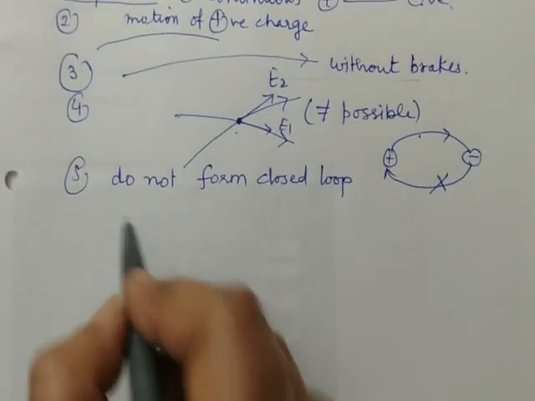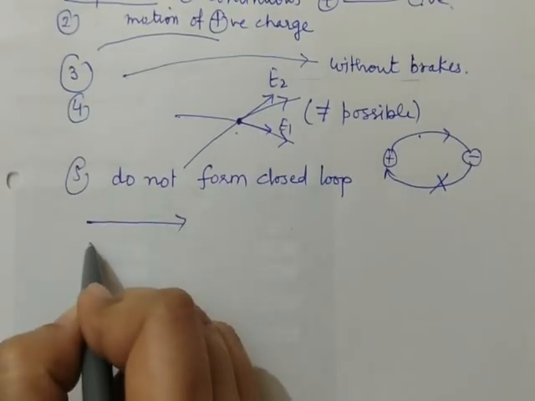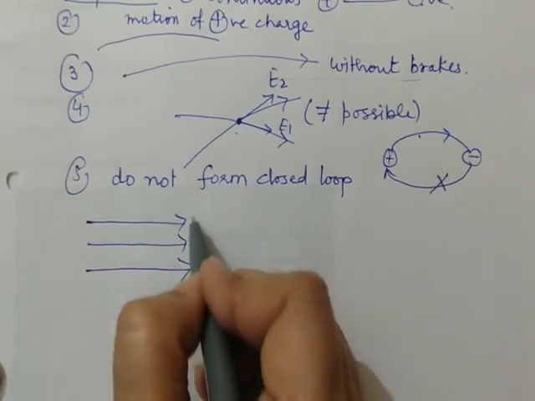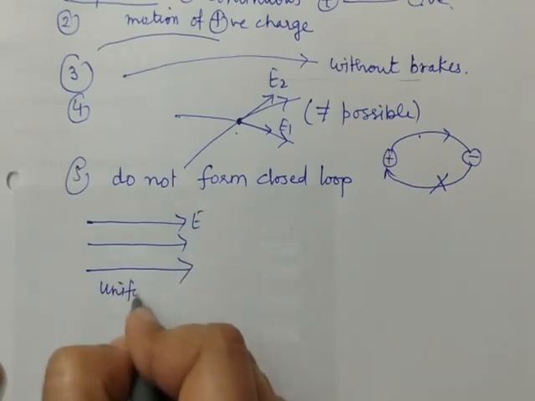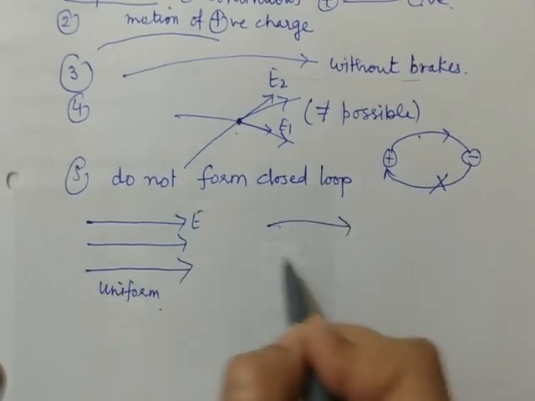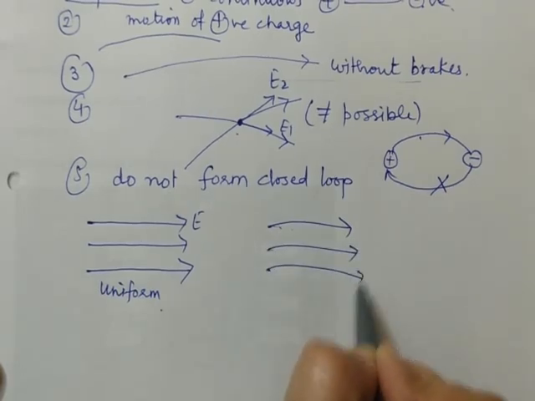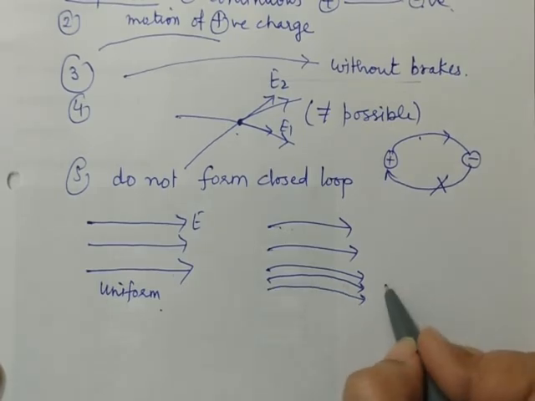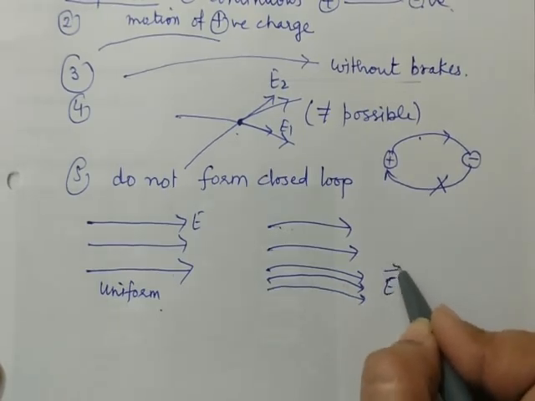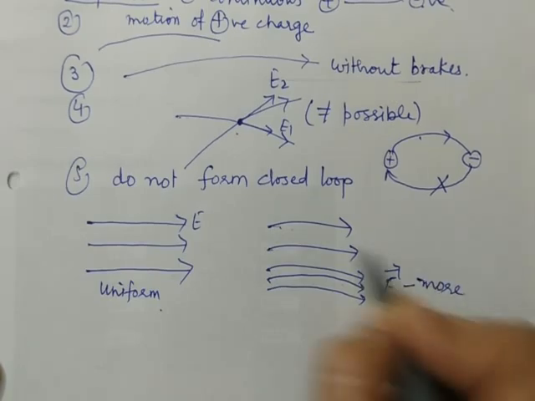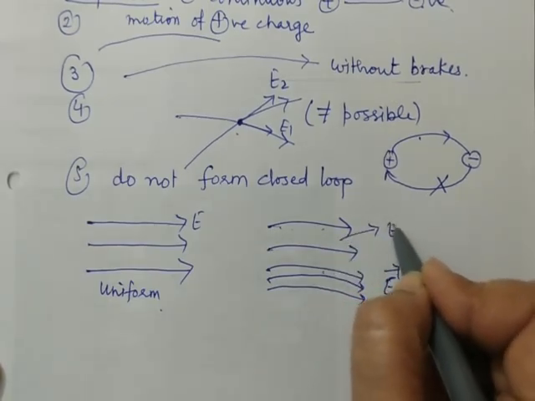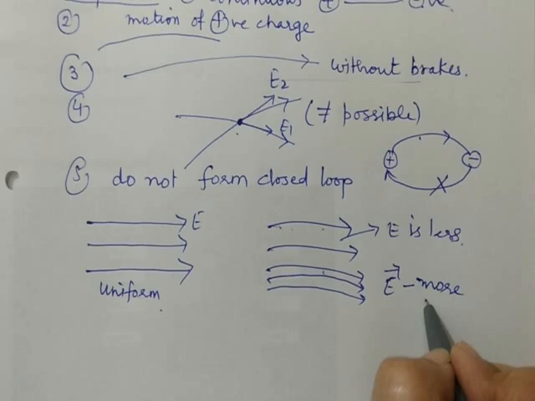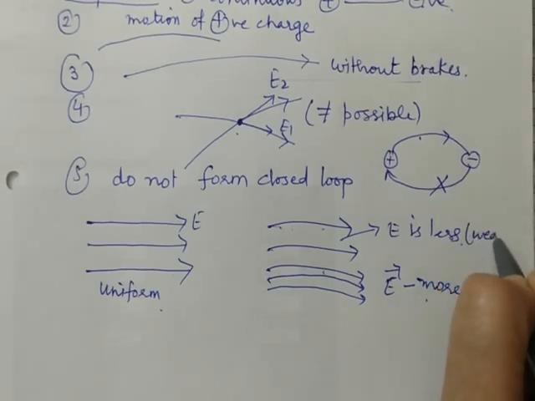A uniform electric field is represented by parallel and straight lines. If in a place we show electric field lines like this, it is a uniform electric field. And if field lines are not uniform, then the place where they are dense, here the electric field is more, and where the gap is more, the electric field is less. This is a strong electric field and this is a weak electric field.